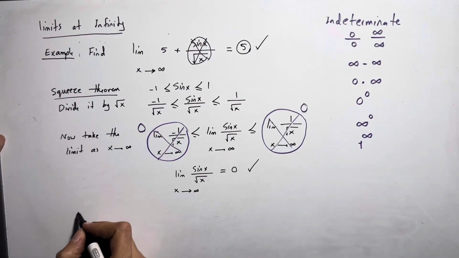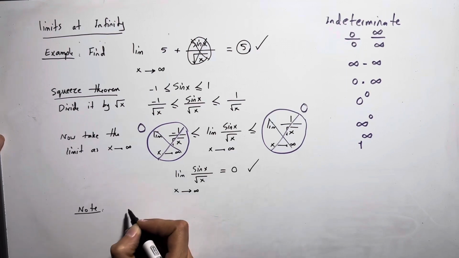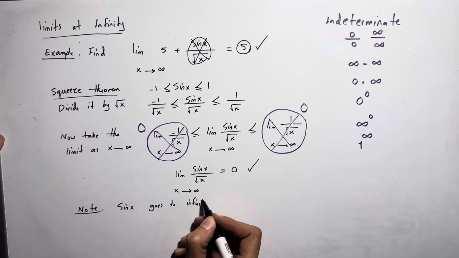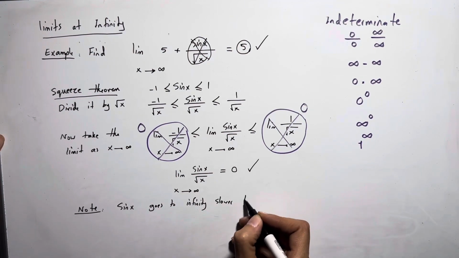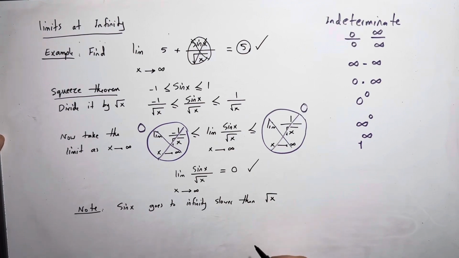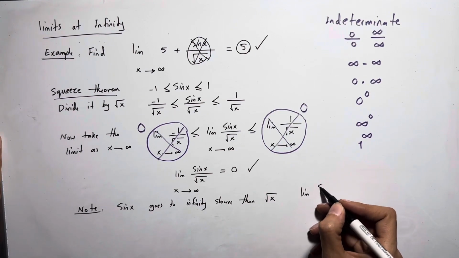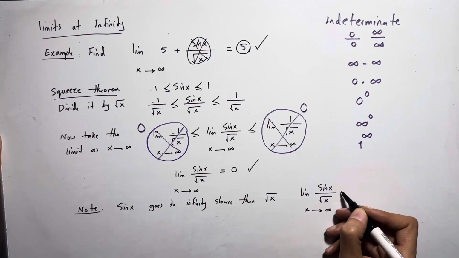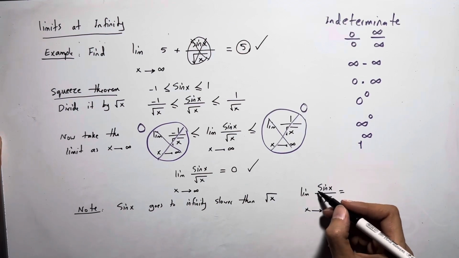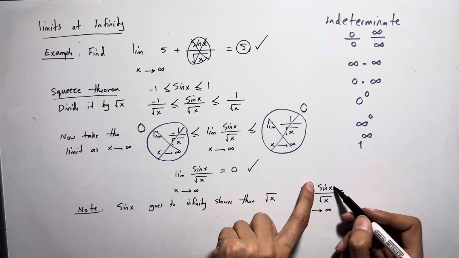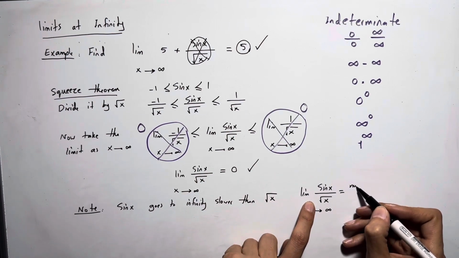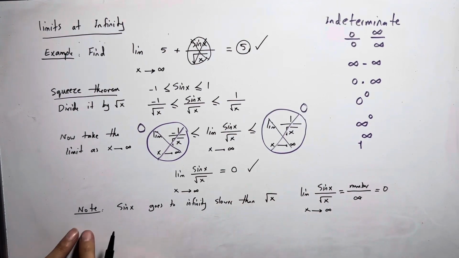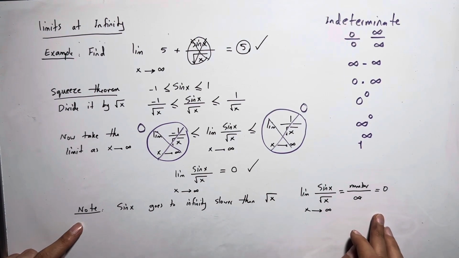Just a quick note, intuitively, sine x goes to infinity slower than square root of x. So that's why the limit of sine x divided by square root of x as x goes to infinity is always 0, because sine x is going to be just a number. This grows much slower than square root of x. So you end up with a number divided by infinity, which is always 0. Just the intuition and the growth of functions.